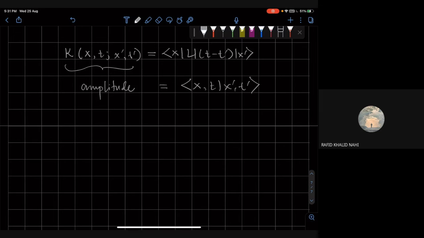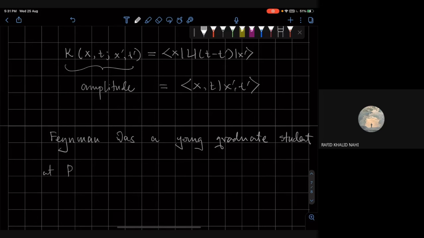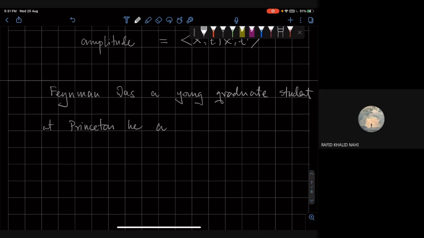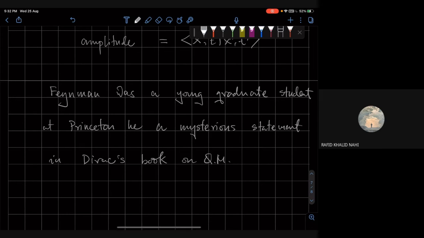Now, when Feynman was a young graduate student at Princeton, working under John Wheeler, he came across a cryptic, or say a mysterious, statement in Dirac's book on quantum mechanics. I was about to say the Bible, but anyway.